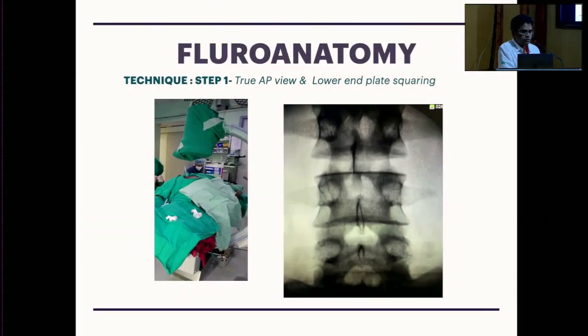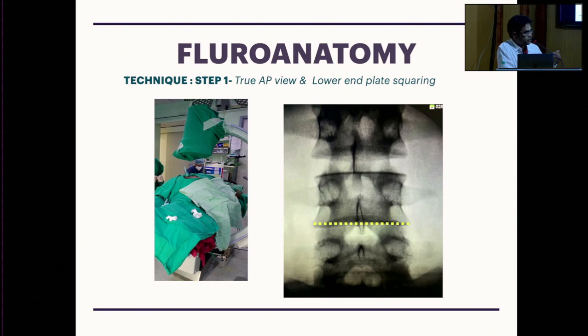So let's come to the floor anatomy. Obviously, I think the injection has been very well described by Dr. Ashish. So let us again just revise the floor anatomy that we normally look for in this case. Step one is the true AP view of the total body. In transforaminal injections we do a squaring of the lower end plate. The first is the true AP, which means it maintains symmetry, so that both pedicles are equidistant from the midline. That is the true AP we are going to do. Then we are going to look for the inferior end plate squaring.